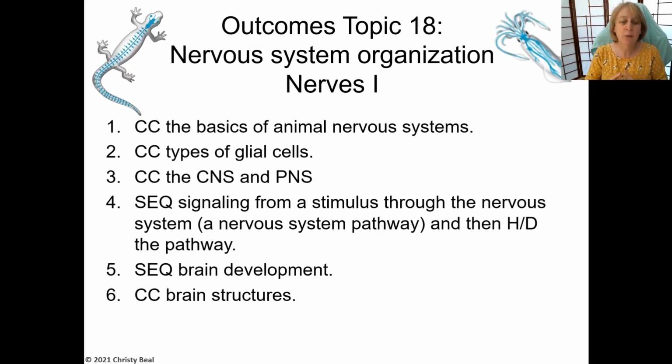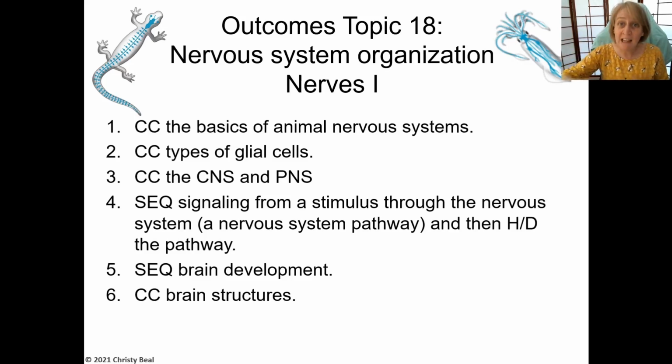Outcomes for this, I would like you to be able to tell me the difference between different types of animals and their nervous system. You're going to use your tree that we developed in the first part of the class to build this. Absolutely pull it out for the first part of these lectures. We're going to look at the types of cells in the nervous system, including the glial cells and the neurons, the nerve cells. We're going to look at the central and the peripheral nervous system, and then we're going to trace a signal all the way through.